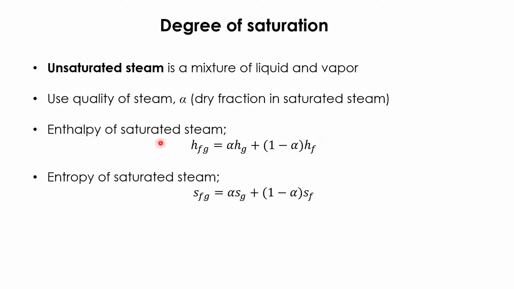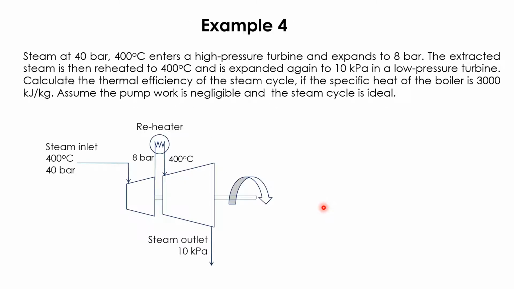The same as with the enthalpy, we also take into account the dry fraction of the steam when we calculate the entropy of the stream. So the entropy of the stream is the sum of alpha multiplied by the entropy of the steam plus 1 minus alpha multiplied by the entropy of the fluid. To be able to analyze this case better, let's look into an example.